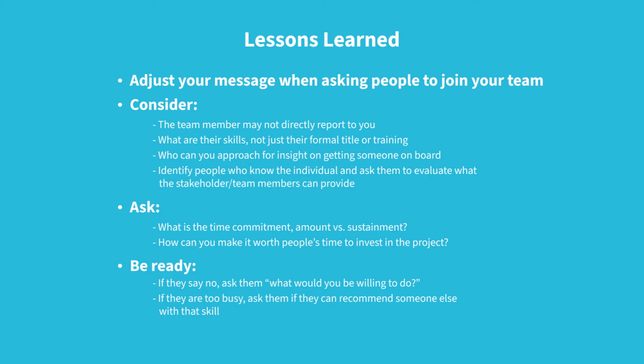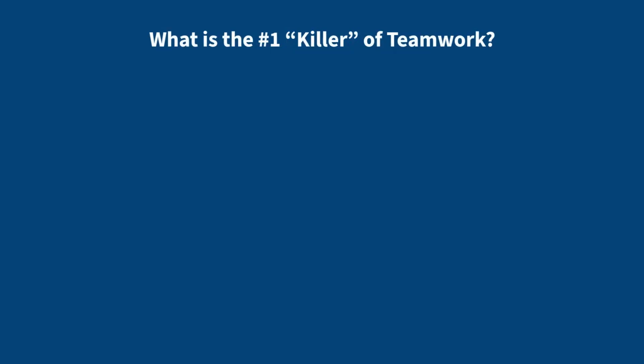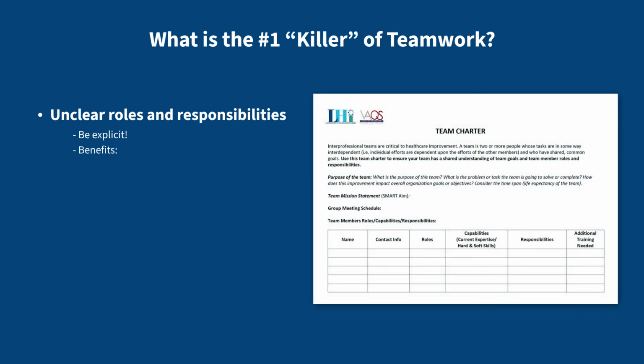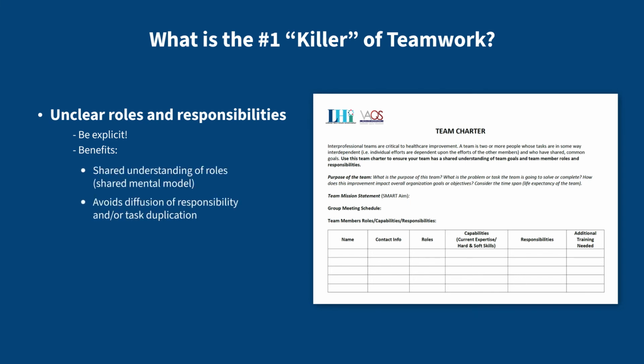As you engage with potential team members, remember that clear roles and responsibilities at the outset is critical for the success of the team. The number one killer of teamwork is unclear roles and responsibilities. Use the LHI Team Charter tool to establish roles and responsibilities. Being clear will create a shared mental model of roles that will help avoid any confusion about who is doing what and increases the efficiency of team tasks.